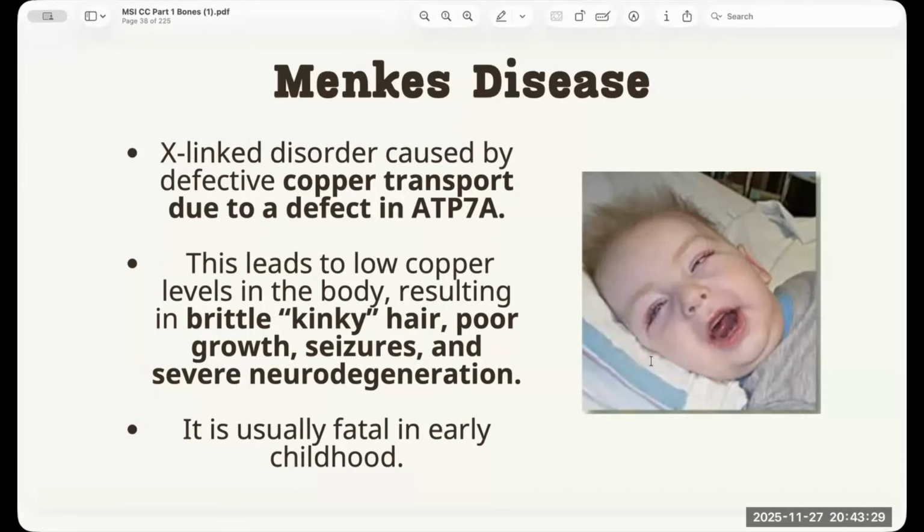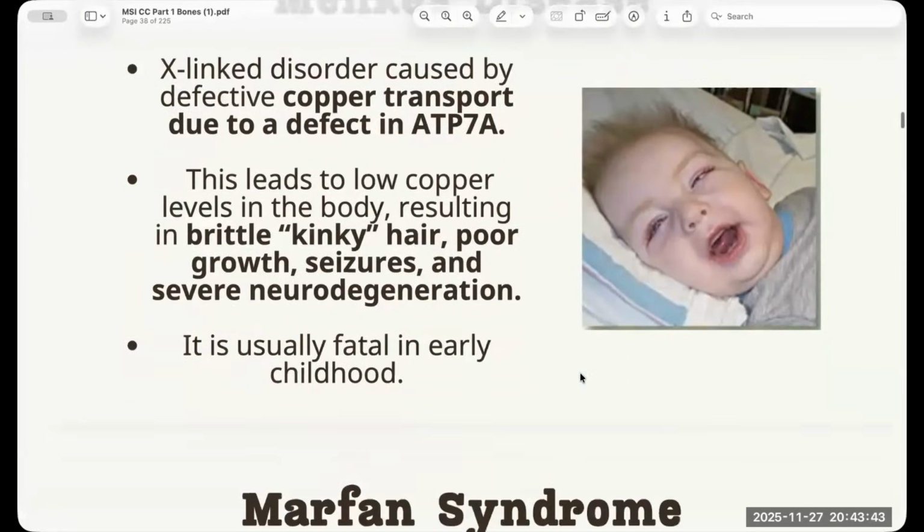And it leads to low copper because of the defective copper transport, which leads to brittle kinky hair, as shown here, and poor growth, and seizures, and severe neurodegeneration, fatal in early childhood.